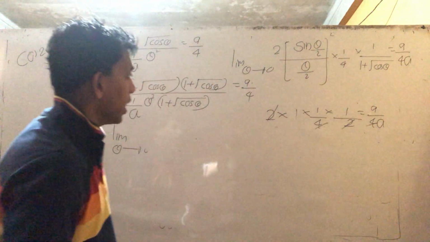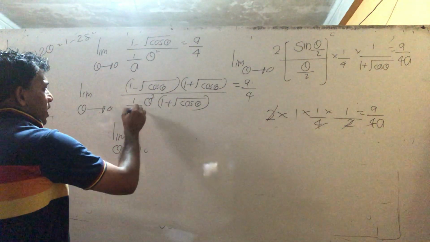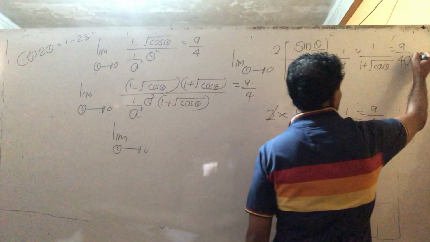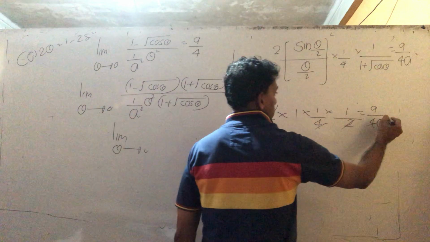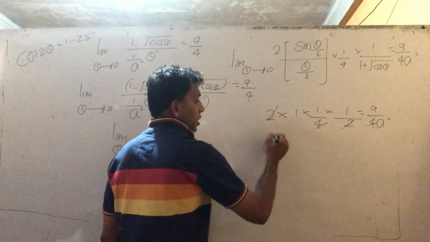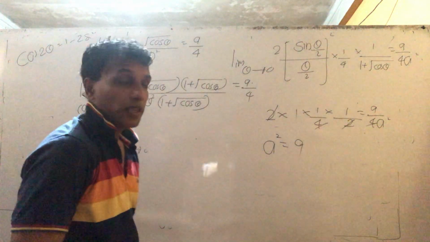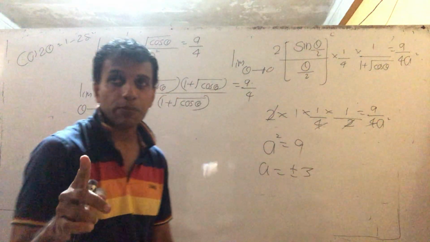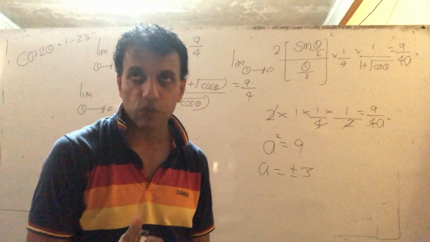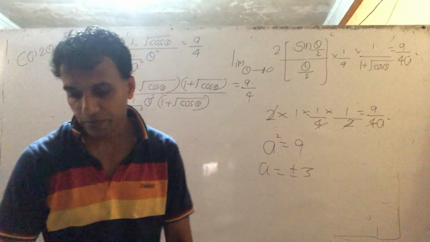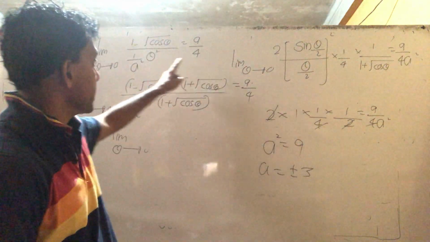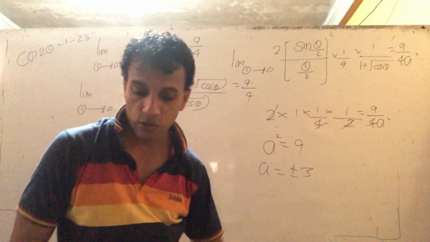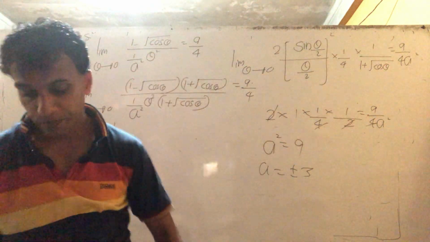Here 2 cancels, here 4 cancels. I missed that a square, check that a square. So it becomes a square equals 9, therefore a equals plus or minus 3, but they say it is a positive answer, therefore a is plus 3. So I hope you completed it. Check, I made a mistake, theta square and a square, continue that, otherwise a different solution, you can't do that. Theta square is important.